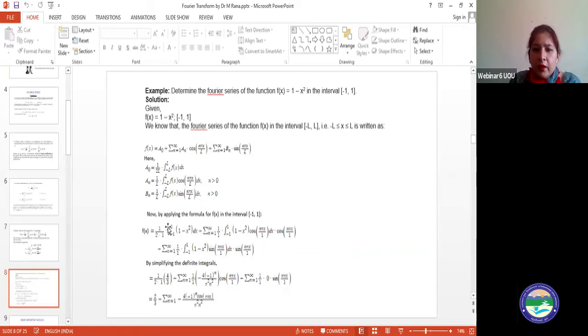Then we'll move towards the second one. This one is the b n part. Then we write summation of n equal to 1 to infinity and 1 by L integration from minus L to L, and then we'll put the value of sin(n pi x / L). Now we'll integrate it. In Fourier series, it is very important that you have a very good command in integration. Now when you integrate it, you will get the Fourier series expansion. And this one is the Fourier series. So it is very easy.